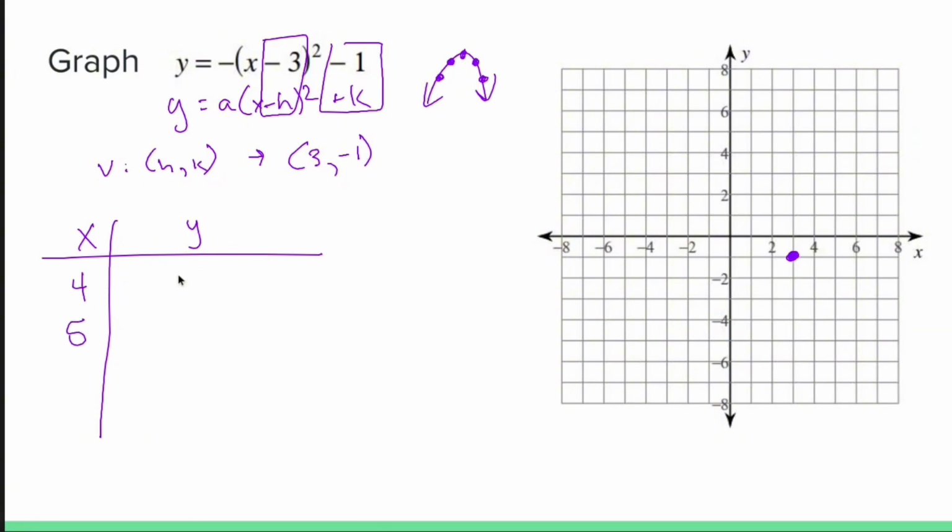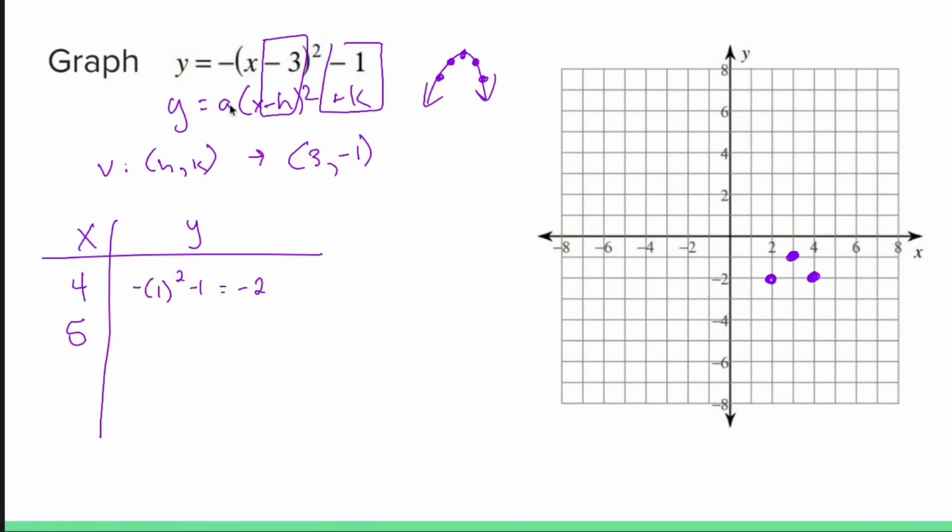So if we plug in 4, we get y equals negative 4 minus 3, so that's going to be 1 squared minus 1. 1 squared is 1, negative 1 minus 1 is negative 2. So 4 is going to be negative 2, which means 2 is going to be negative 2.